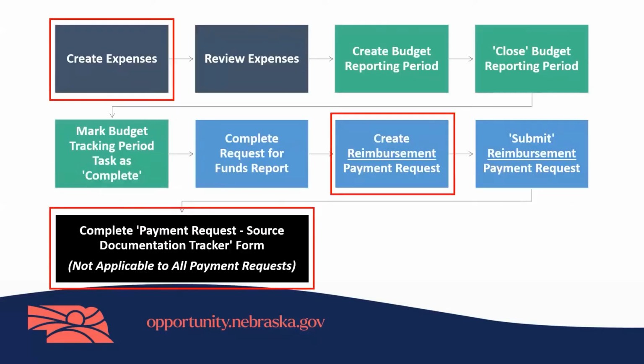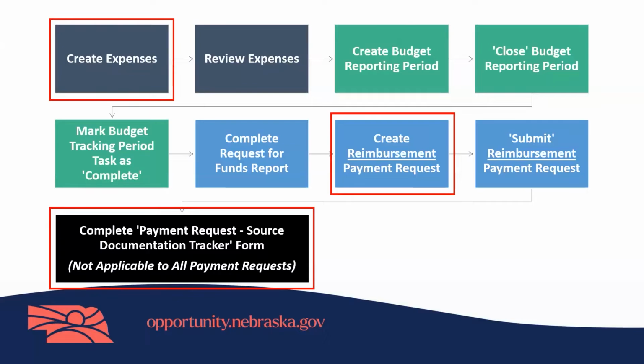In our current process, I've highlighted the three main changes. You'll see most of it's the same. When we create expenses on the custom tab, there is now a section that has a yes/no proof of payment question. It's required for all expenses, so you can't skip it. You'll review your expenses like normal, create your reporting period, and close it, so all the expenses are closed. And then you'll create your payment request.